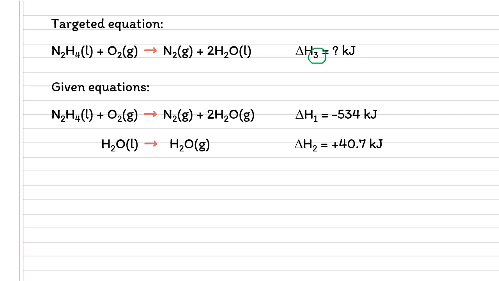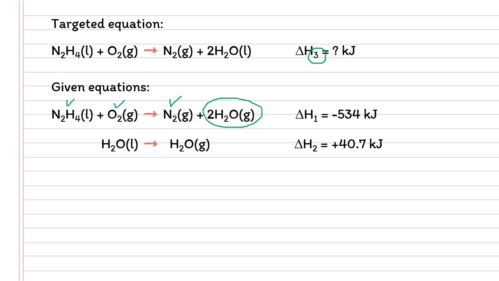In the algebraic method, we need to rearrange the given equations by all means to suit the targeted equation. On your targeted equation, we have N2H4 and also O2 on the left hand side. So check if we have one in the given equations. Yep, so we don't need to modify this. Then on the right hand side, we have N2 gas and also 2H2O liquid. So we have the N2, but we have no 2H2O in liquid state. Okay, so we need to do something with this 2H2O gas.